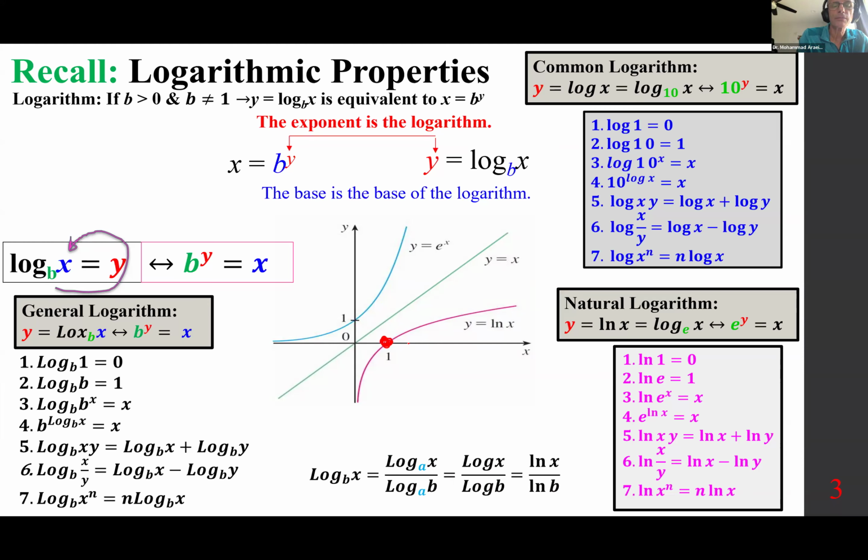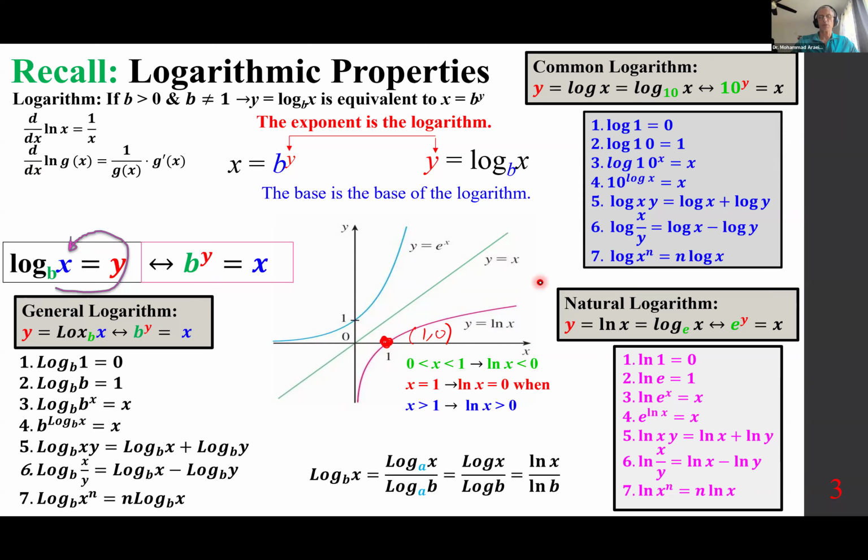y equals ln x has the x-intercept (1, 0). If x is between 0 and 1, it's negative, it's below the x-axis. If x is larger than 1, it's above the x-axis. And as it was mentioned, the derivative of ln x, just write the reciprocal of the argument. If it's g of x, 1 over g of x times g prime.